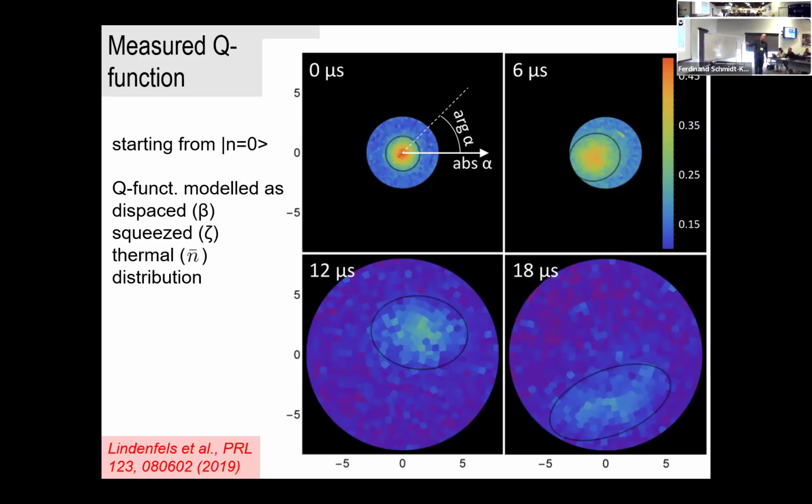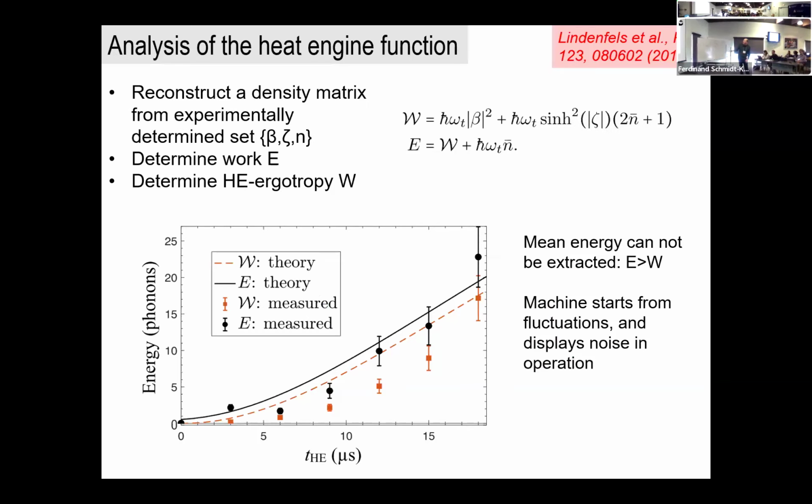Okay. So now we can describe this Q function. We take a model, we take the displacement, we take the squeezing, and then also the overall broadening is described by a thermal distribution. So we have all three components in the Q function, and we describe it and make a wave packet out of it, so to say. And now we can look at what happens with these different terms: from this displacement, the squeezing, and the mean thermal phonon number, we get this.